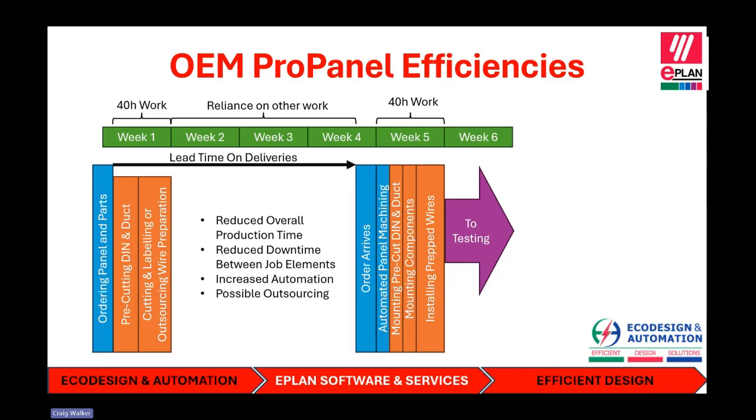So you have automated panel machining, and that's why I've got it in blue here. So what happens with that is you can use machines such as a Perforex to automatically drill and tap your panel. Again, increases accuracy, speeds up the process, can be done very quickly. And then mounting pre-cut DIN and duct rail, if they're marked up and you have a guide, you can put them straight on seamlessly, very quickly, without errors.